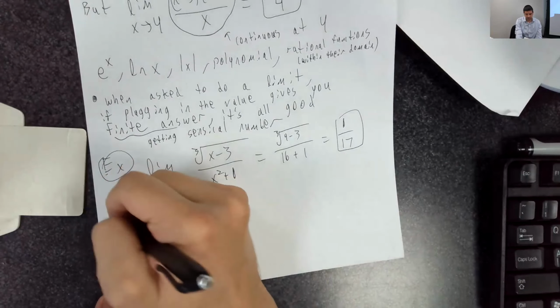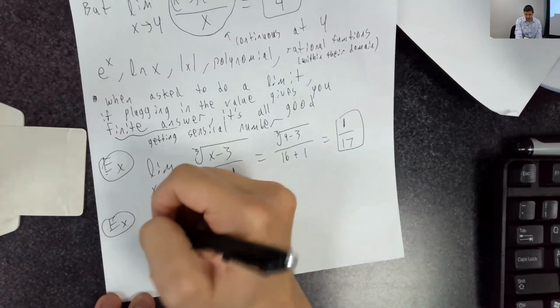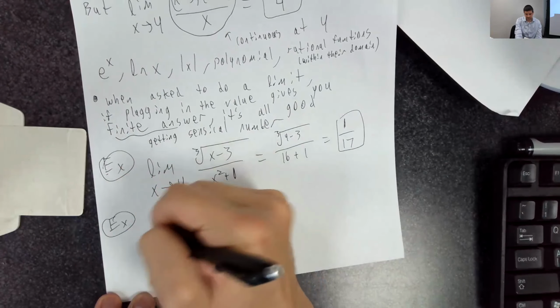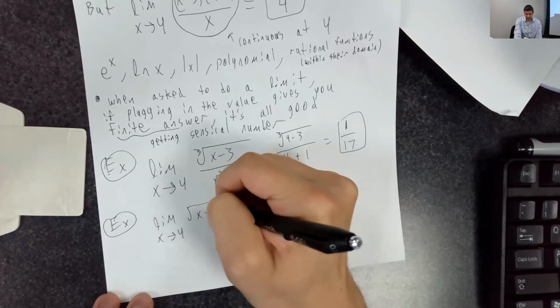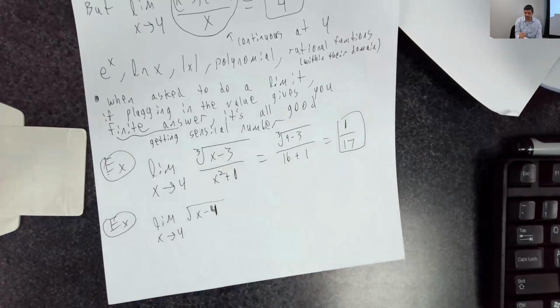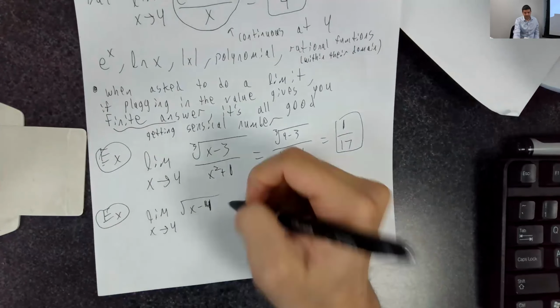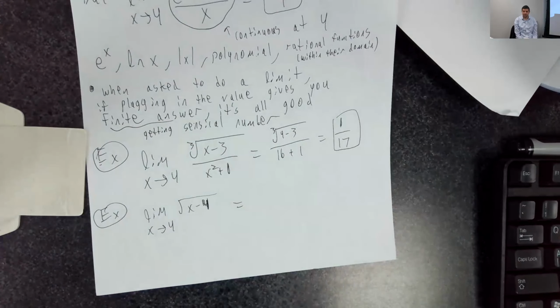There is a tricky one. The trick question they could ask you is, this one's a little bit tricky. Radical x minus 4. Okay, so this would be a trick question technically.